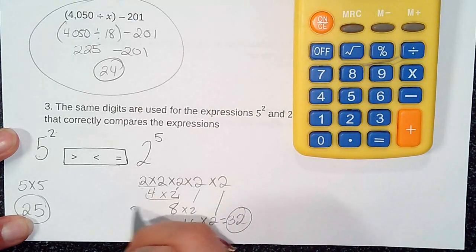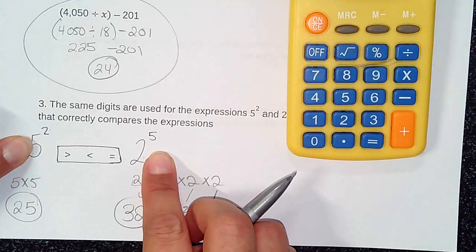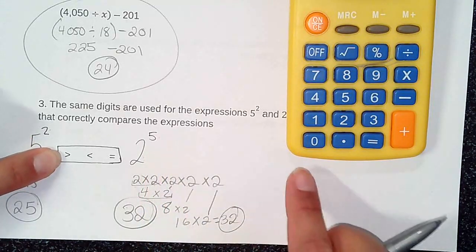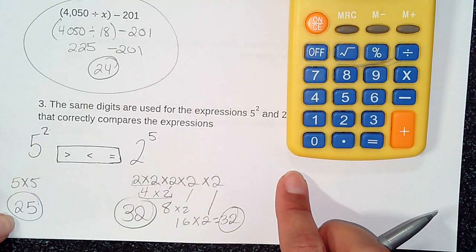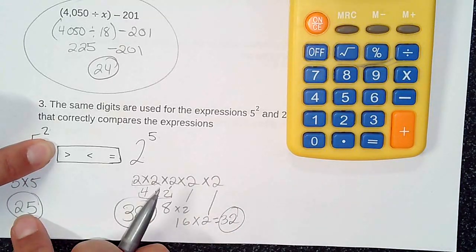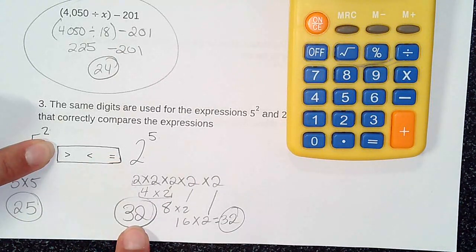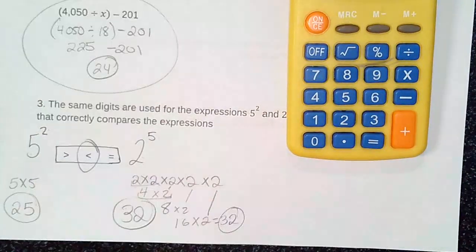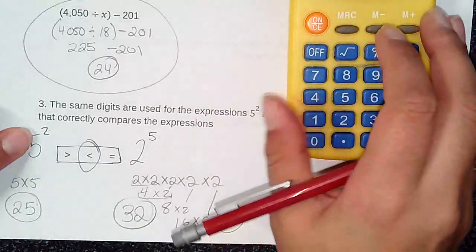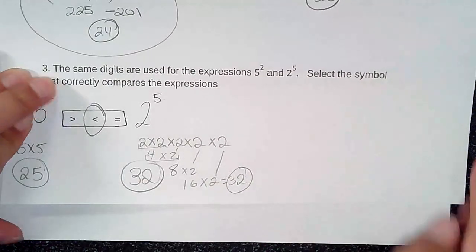So when I'm comparing this and this, I'm using inequality symbols. Is 25 greater than 32? Is 25 less than 32? Or is 25 equal to 32? We know 25 is less than 32. So I circle the less than sign. On your test, I would like you to make sure that you show your work like this.